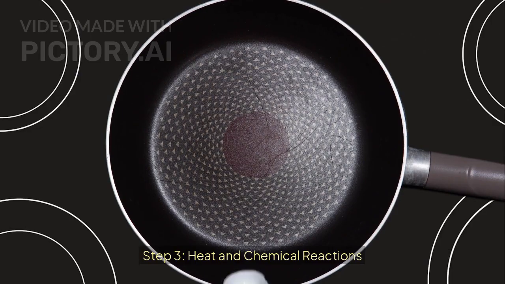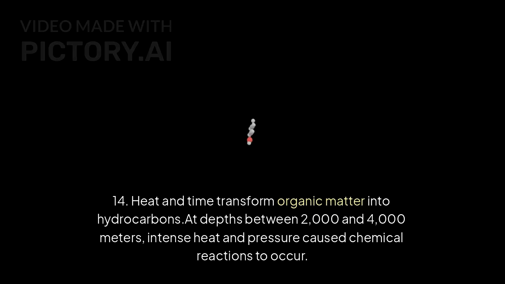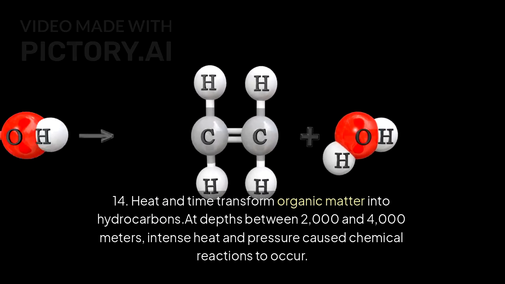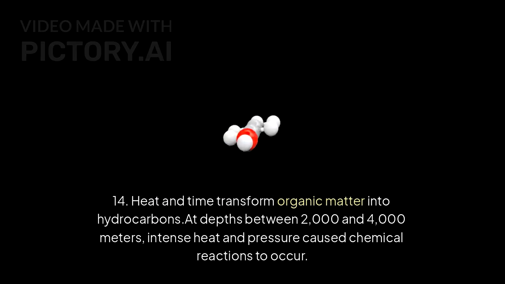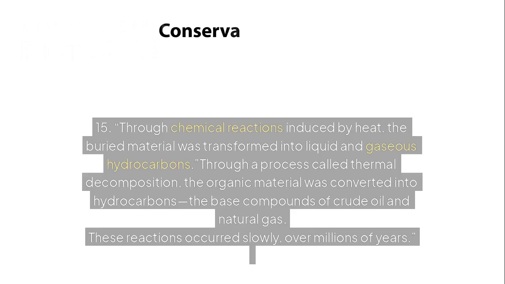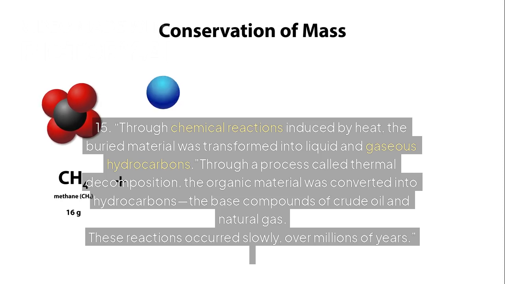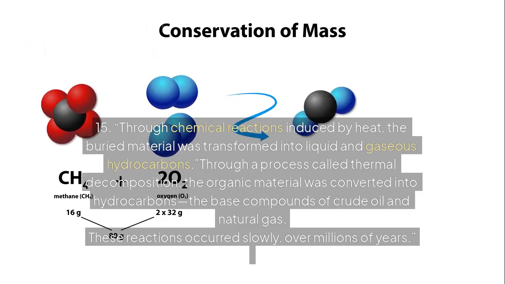Step 3. Heat and chemical reactions. Heat and time transform organic matter into hydrocarbons. At depths between 2,000 and 4,000 meters, intense heat and pressure caused chemical reactions to occur. Through chemical reactions induced by heat, the buried material was transformed into liquid and gaseous hydrocarbons. Through a process called thermal decomposition, the organic material was converted into hydrocarbons, the base compounds of crude oil and natural gas. These reactions occurred slowly, over millions of years.